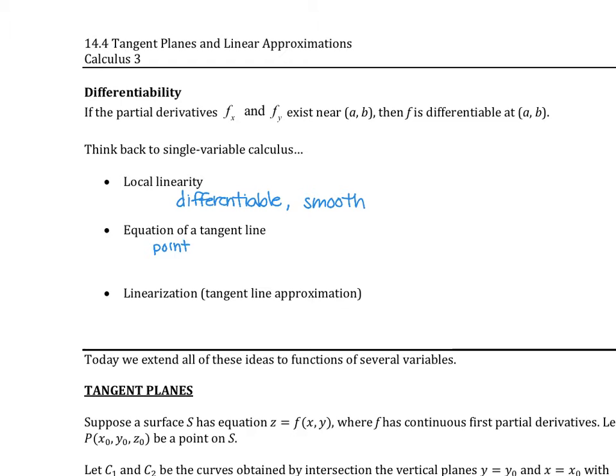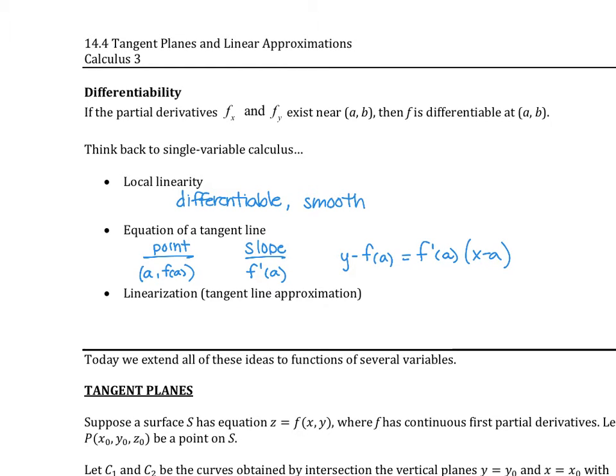And we know to find the equation of a tangent line in single variable calculus, we needed a point, and if we let that point be the ordered pair a, f of a, and a slope, because that's what we need to write the equation of the line, we would take the derivative of the function evaluated at a. Then we could write the equation of the tangent line, which would be y minus the y value, f of a, equals the slope times x minus a.